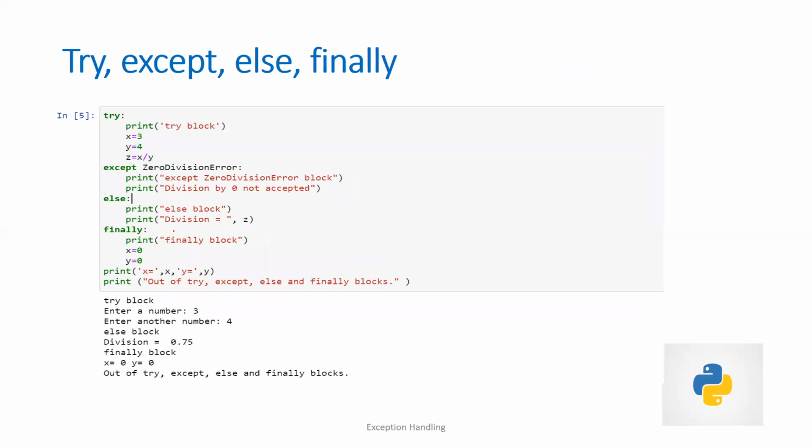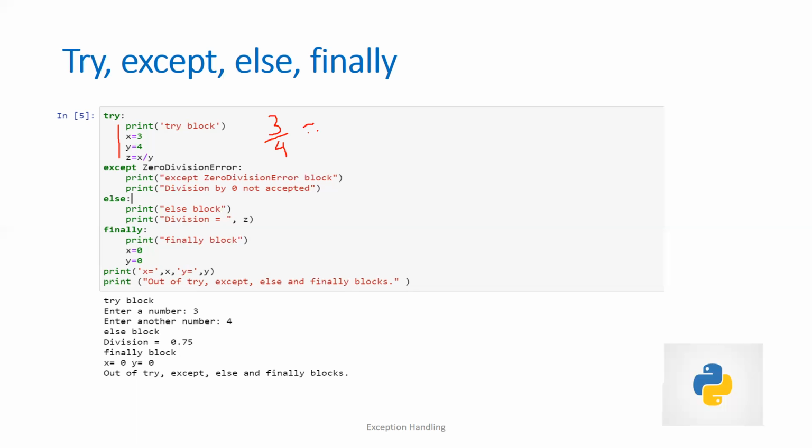Now I will use all the other portions together. Here I am inside the try block. Try will always execute because we need to check whether there is an error or an exception. So now I am in the try block, and there I assign x equals 3 and y equals 4. I am trying to divide 3 by 4.